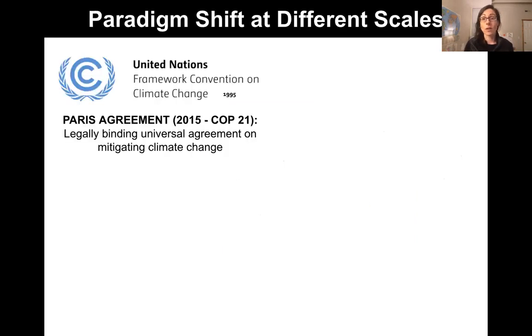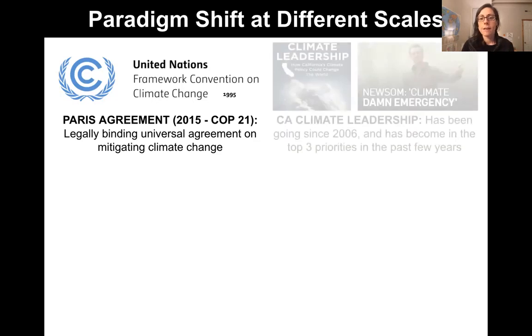So starting really at the policy level, let's look at the paradigm shifting that's happening at different scales in our government. So the United Nations Framework Convention on Climate Change, which began in 1995, has had a long journey of getting together and trying to come to some sort of legally binding universal agreement. That happened with the Paris Agreement in 2015. So there's a legally binding universal agreement now on mitigating climate change. And of course, there's a lot of controversy around it, but in the last 2 years, really, we've seen this take hold, and we've seen the mechanisms embedded into this framework actually working.